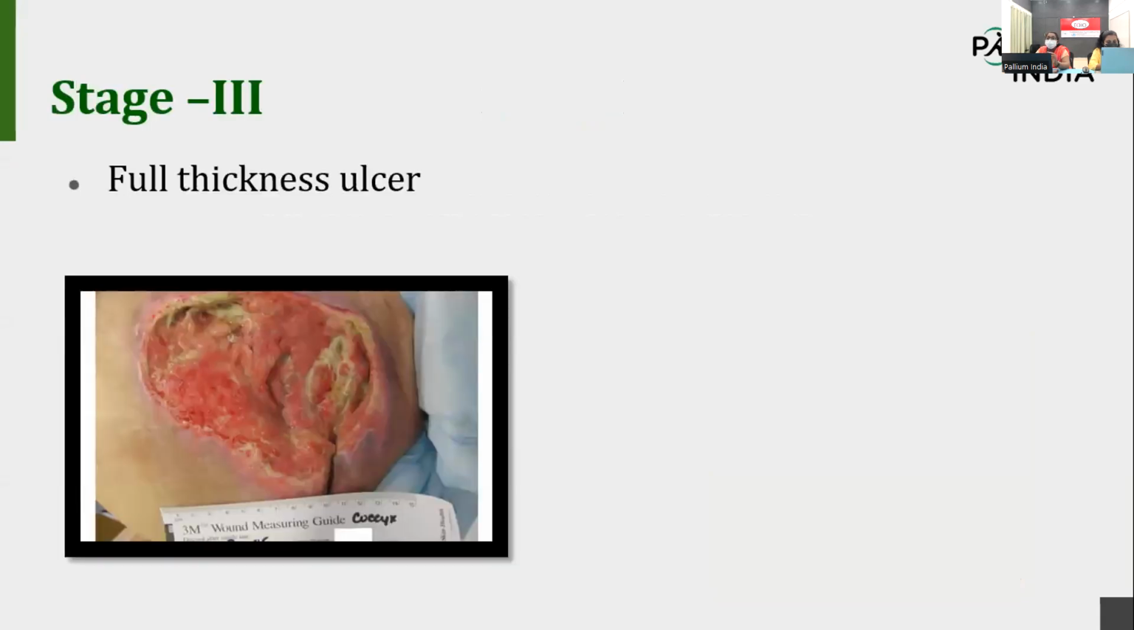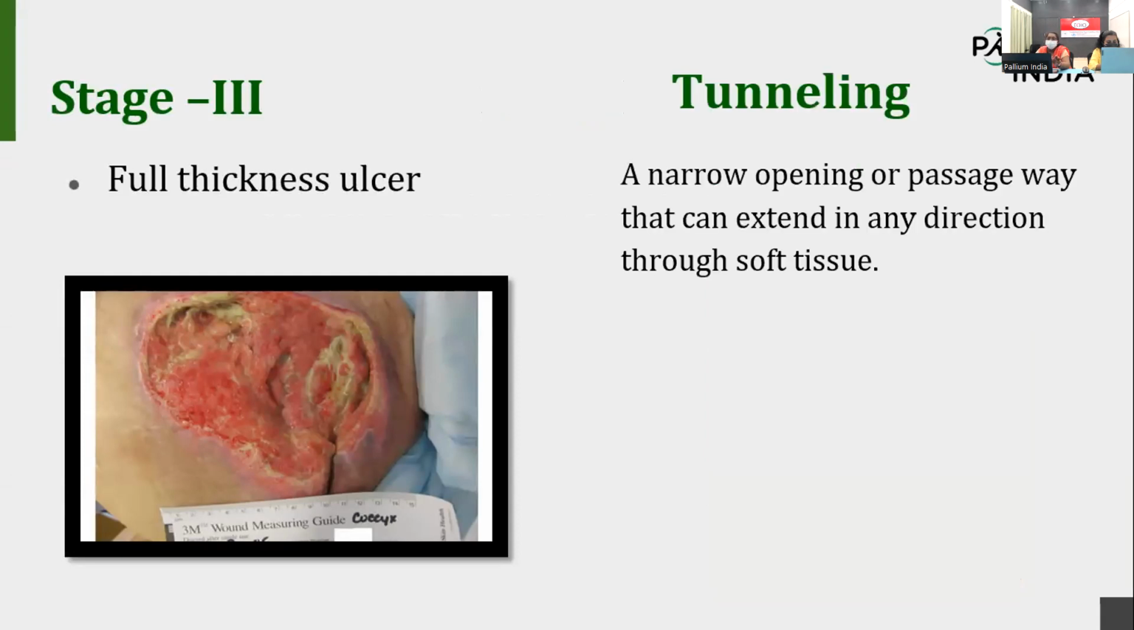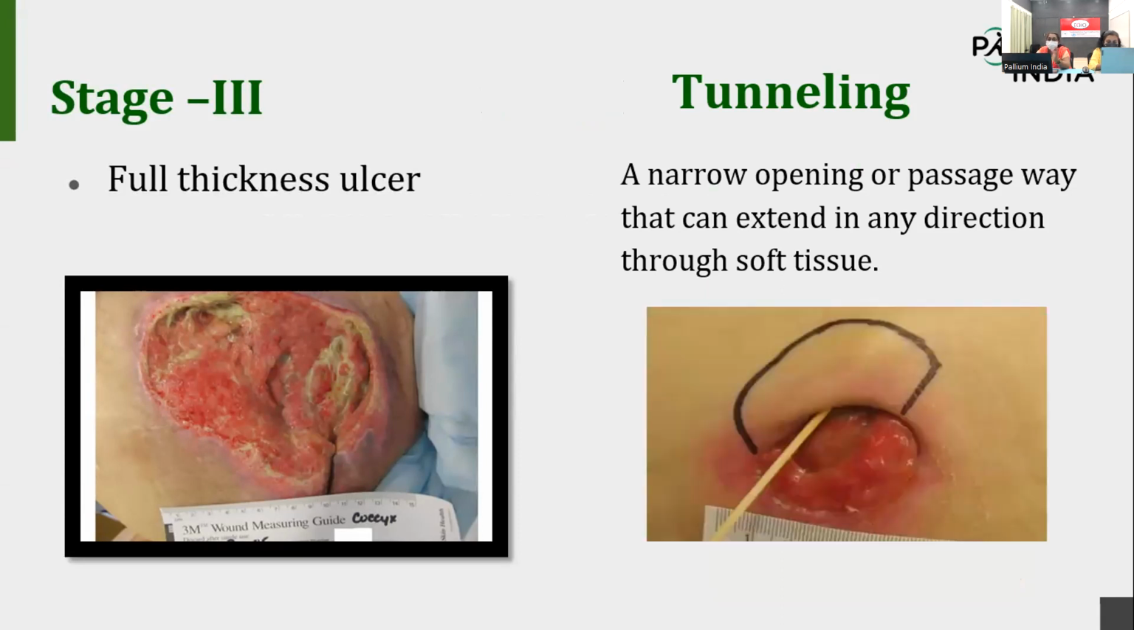Coming to the third stage, full thickness ulcer, that means all subcutaneous tissues will be affected. Sometimes the tunneling will be there. Tunneling means a narrow opening or a passageway that can extend in any direction through soft tissue. If the patient's wound is having tunneling, you have to give special attention to that area. Otherwise, that wound won't heal properly. So whenever you do the assessment, you have to do the proper assessment. Then only we can find out whether the wound is having tunneling or not.